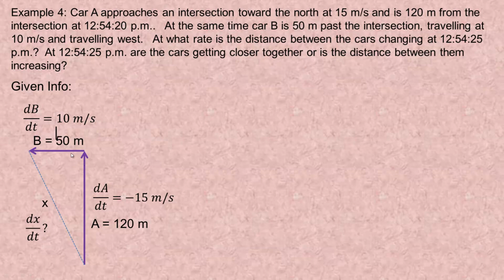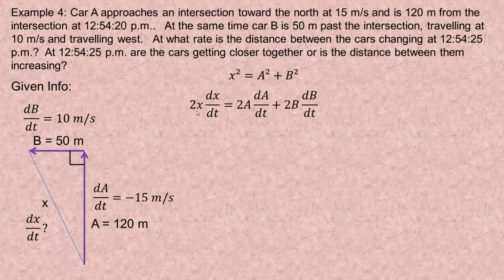So this is a right-angled triangle here. So the relationship between the b distance and the a distance and the x distance is Pythagoras' Theorem again. So we can use Pythagoras' Theorem to get a relationship between a, b, and x that we can differentiate to find this rate we want to find. So x squared is equal to a squared plus b squared. So if we differentiate both sides with respect to time again.